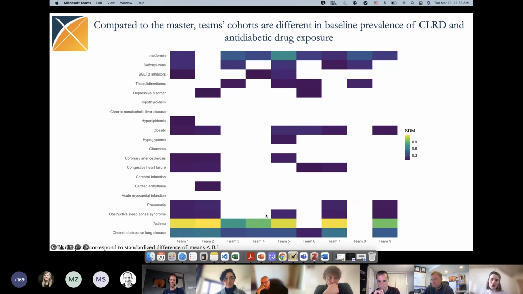So it's really important to look at these characteristics to see how different design choices made by the teams influence the patient characteristics. And there were also others, like glaucoma, that showed no difference between the master and the teams' implementations, because everybody pretty much included diabetic patients. So the bottom line here is that when we're replicating a study, it's important to look not only at the patient counts, but also at the patient characteristics, because it gives us this useful information.